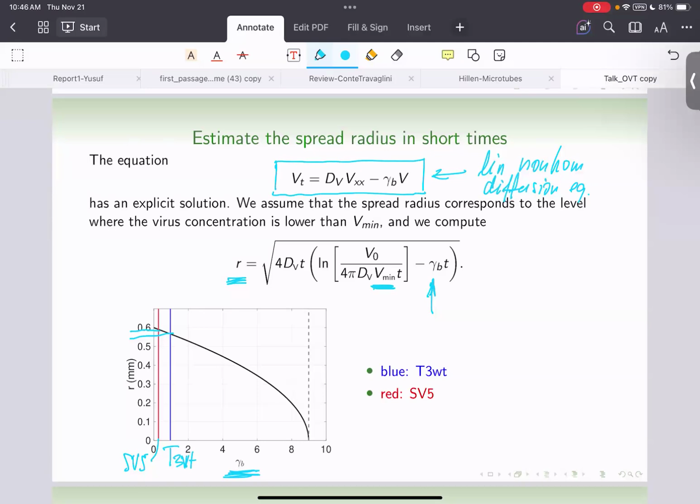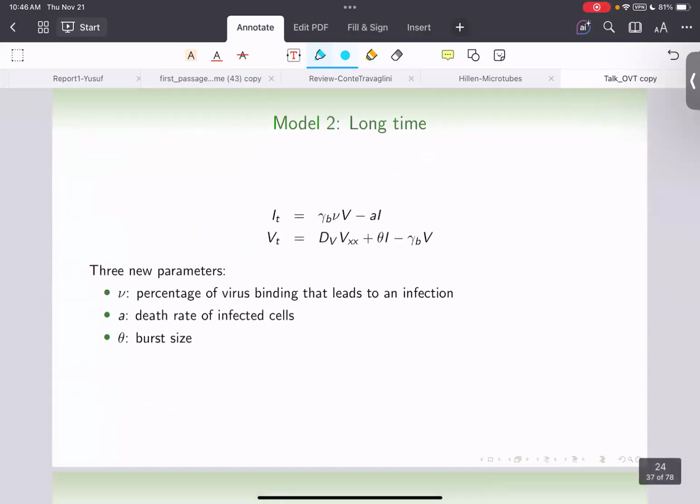So the reason is, if the virus binds too quickly, it binds to the first cell and stays there, and it doesn't spread anymore. So you need to allow the virus to actually have time to spread before it binds to another cell. That's what's happening. Good. Okay.